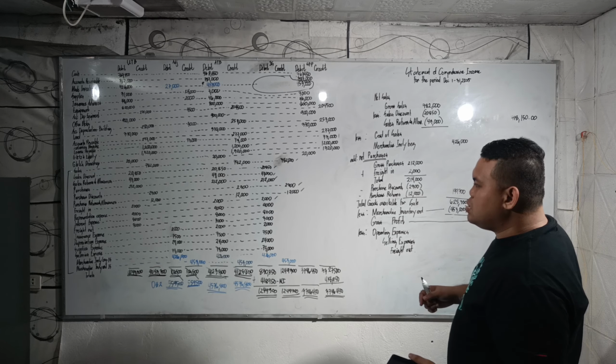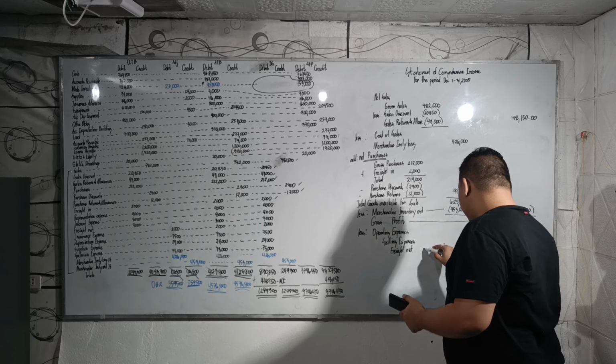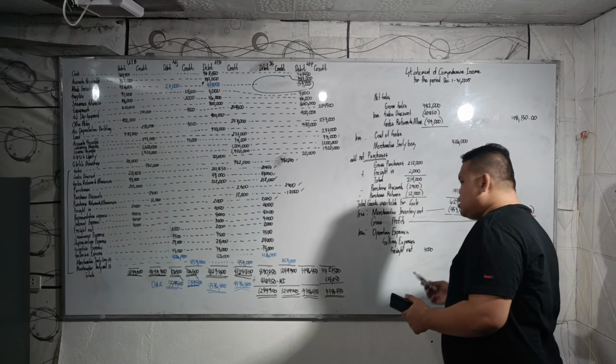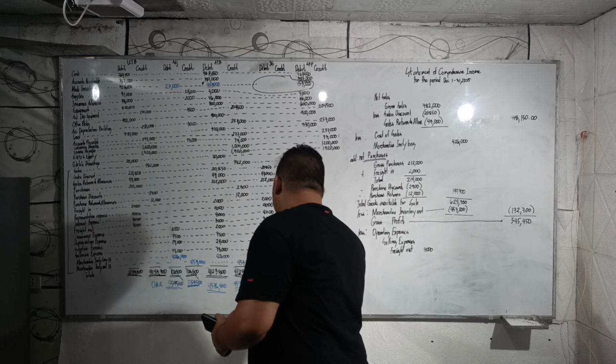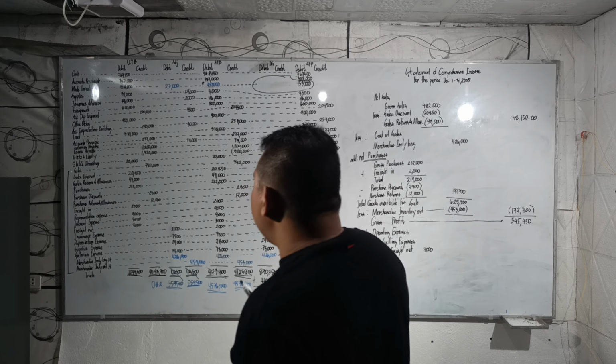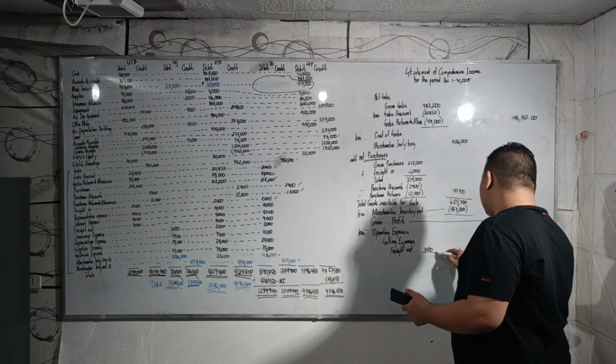So freight out is how much? Freight out is 3,000. Are there any other expenses related to selling expenses? No, there's none. So the selling expenses total is actually 3,000.